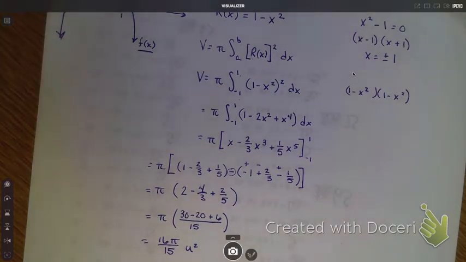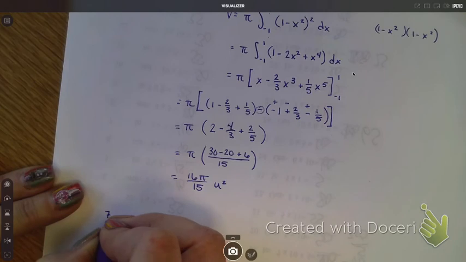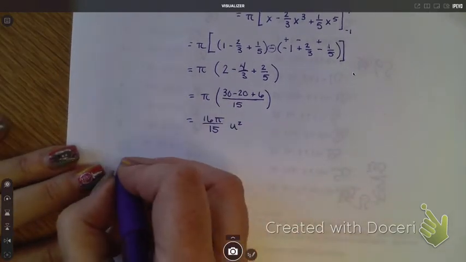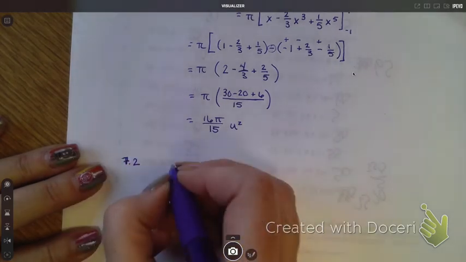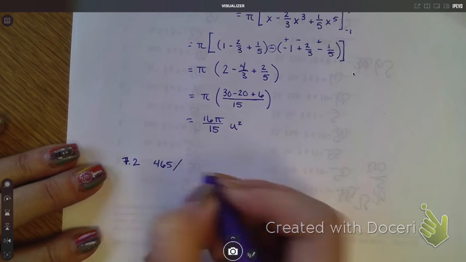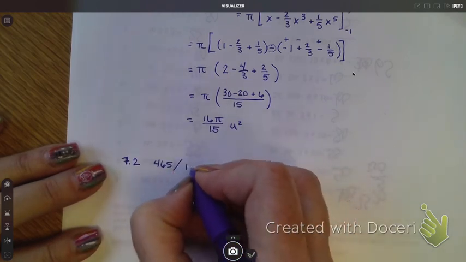We have more problems to do. If you want to get started on the assignment, but you do not have everything you need for the assignment. Okay. Got it? Mm-hmm. So the assignment is 7-2, page 465, 1 through 14.